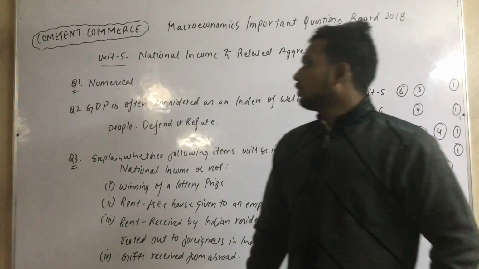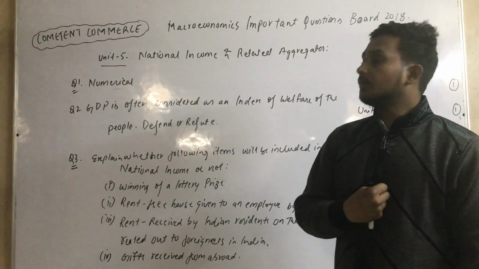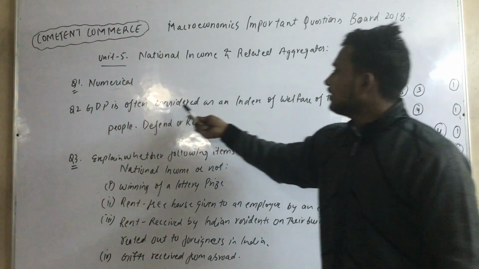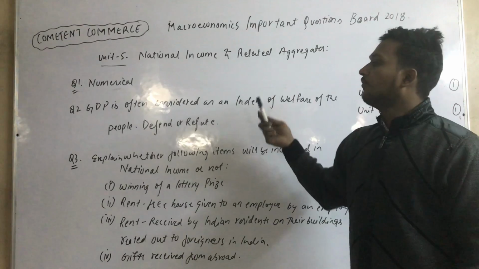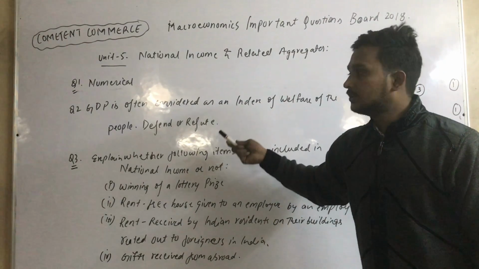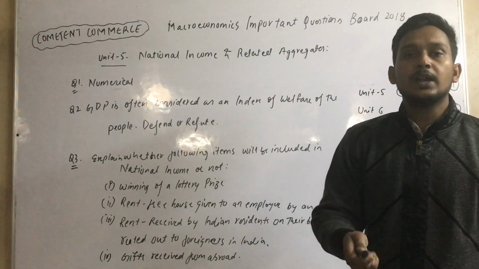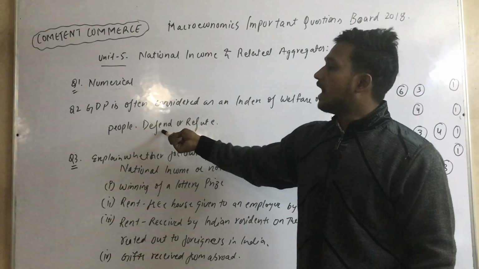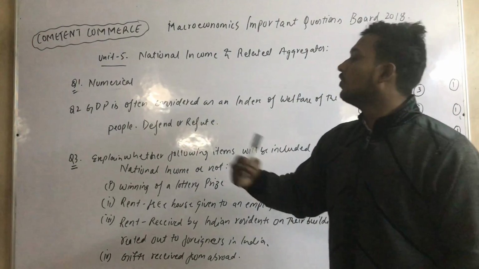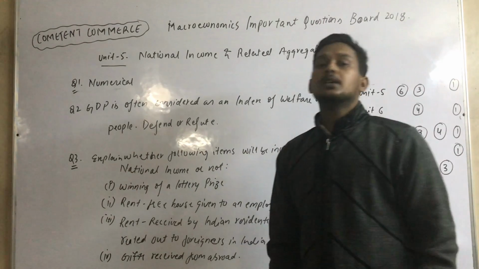Now come to question number 2. That is very important from my point of view. Is GDP often considered as an index of welfare of the people? Defend or refute this statement. This question is from chapter number 4 and most of the students leave this question. This can be asked as a 3 mark question or a 4 mark question. Now come to question number 3.